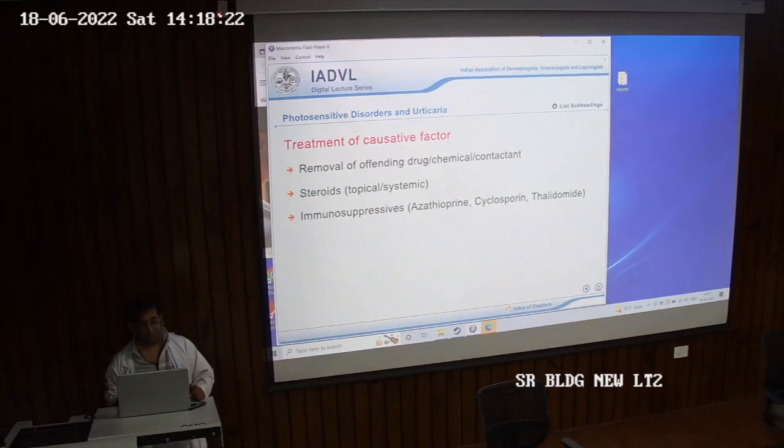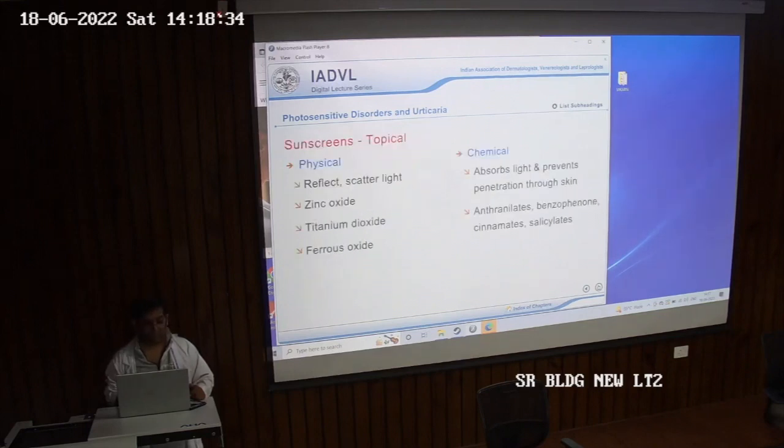Treatment of causative factor: removal of the offending drug, chemical and contactant, steroids, and immunosuppressors such as azathioprine, cyclosporin, and thalidomide. Sunscreens are topical. They may be either physical or chemical.